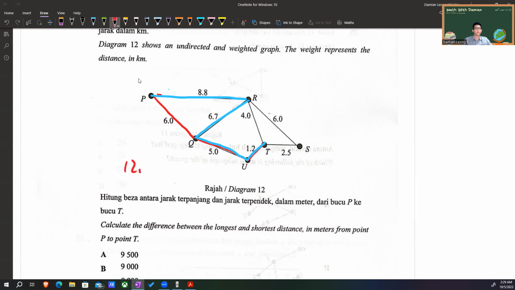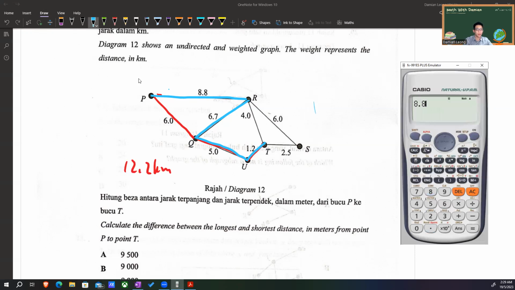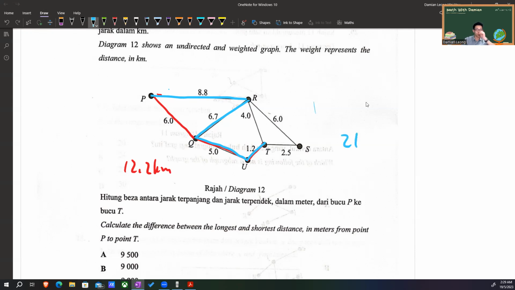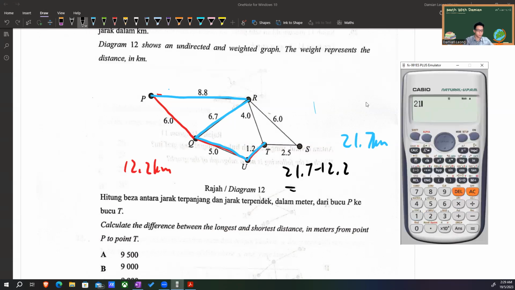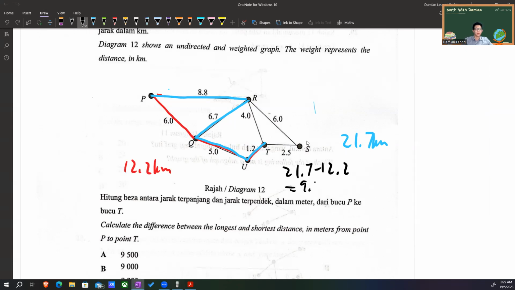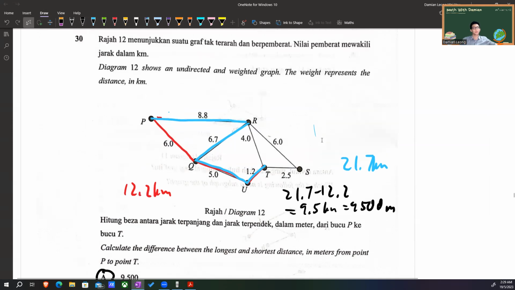So I had 12.2 km. This one will be 8.8 plus 6.7 plus 5 plus 1.2, which gives us 21.7 km. So the difference, 21.7 minus 12.2, 9.5. 9.5 km means 9,500 meters. So yeah, answer would be A.